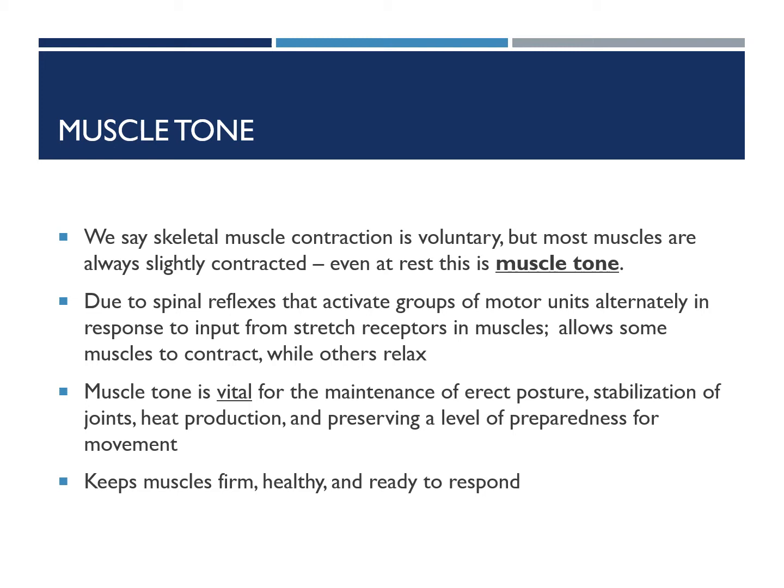This partial contraction is called muscle tone. Muscle tone originates with the action potentials from your spinal cord. These action potentials activate your motor units alternately in response to special mechanoreceptors that detect stretching in your muscles. This allows some muscles to contract while others relax.